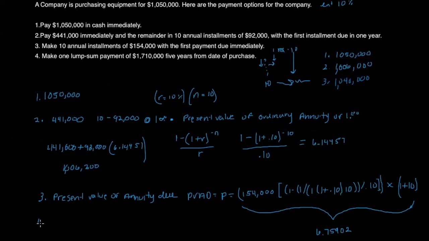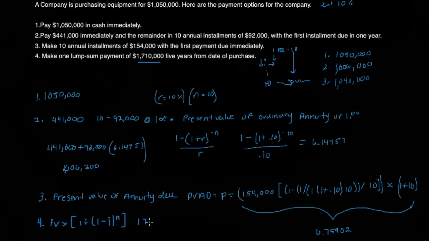Moving on to number four, the last question, last scenario. Okay, so $1,710,000 paid in one lump sum 5 years from today. The time value of money equation for that one is future value, which is 1,710,000 future value times brackets 1 divided by parentheses 1 minus I, which is your interest rate, okay, to the power of N, which is your time period.